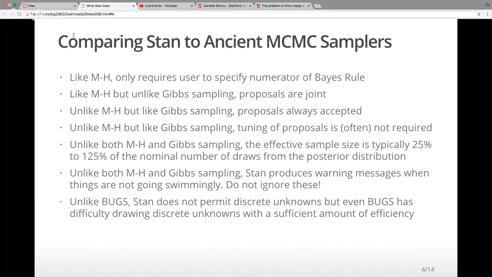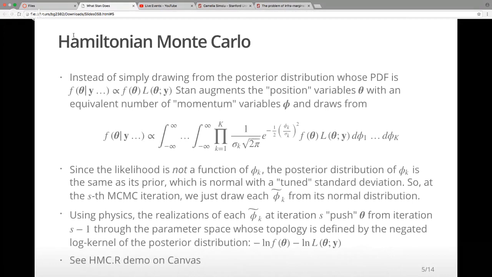But people complain about the warning messages a lot. And unlike BUGS, this is actually kind of a disadvantage. Stan does not permit you to do distributions that have discrete unknowns. BUGS actually allows that in its language, but it's very difficult for it to sample those things with enough efficiency. You really need continuous unknowns to get this to work well.